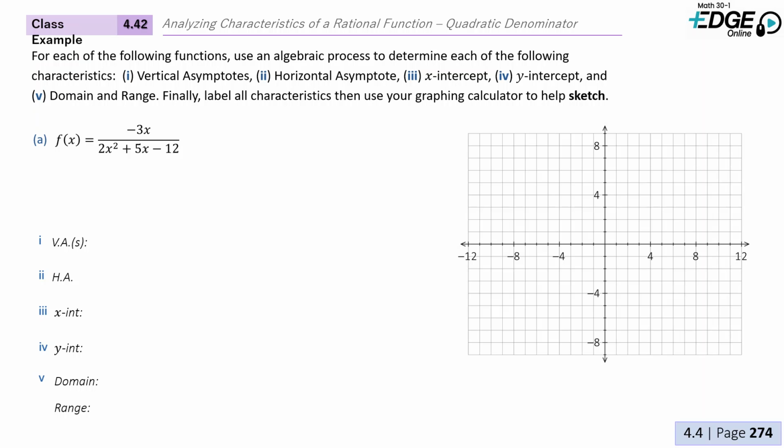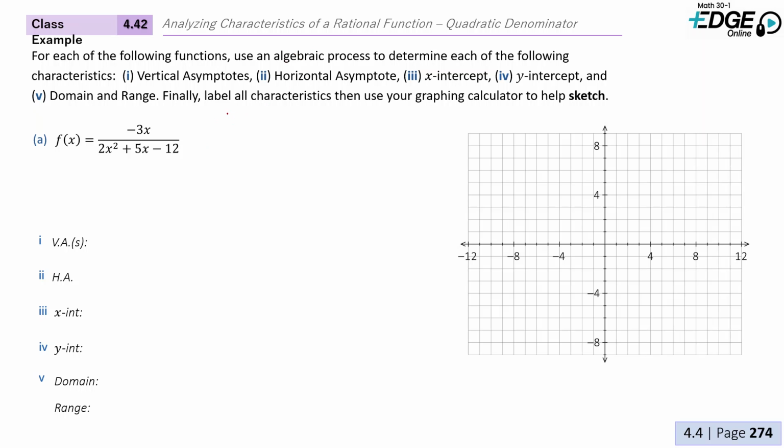Class example 4.42. For each of the following functions, use an algebraic process to determine each of the following characteristics. So to determine some of our characteristics, it's going to be helpful to have this written in factored form. So you probably see what the problem is. We need to factor our denominator. So let's do that first.